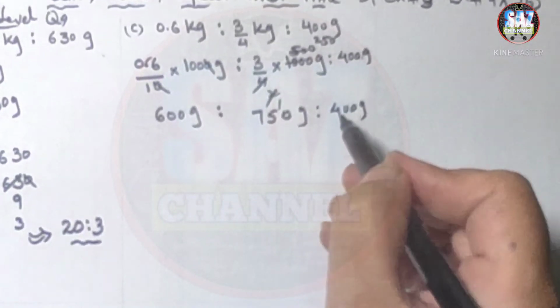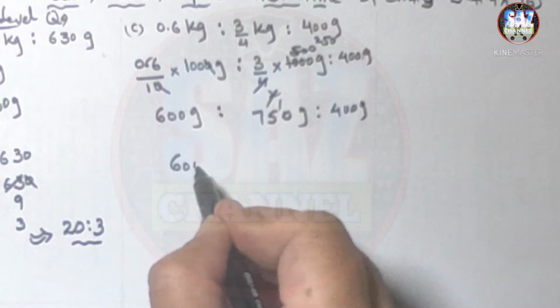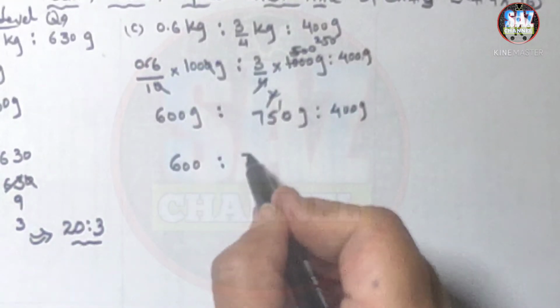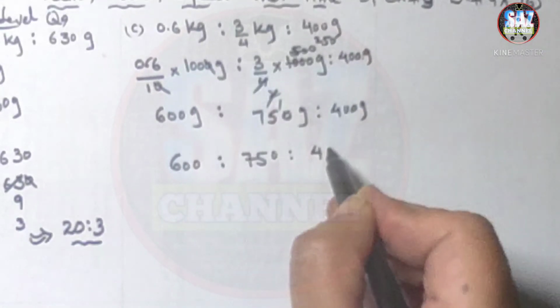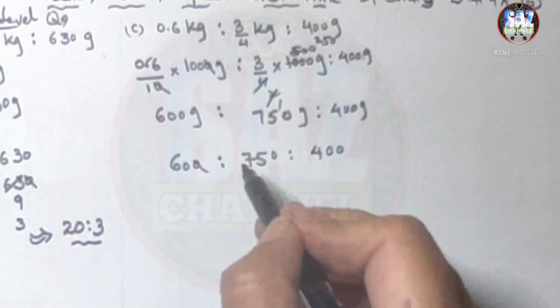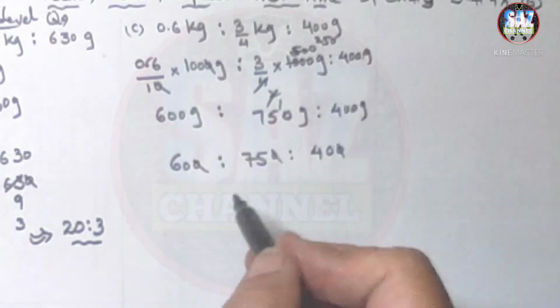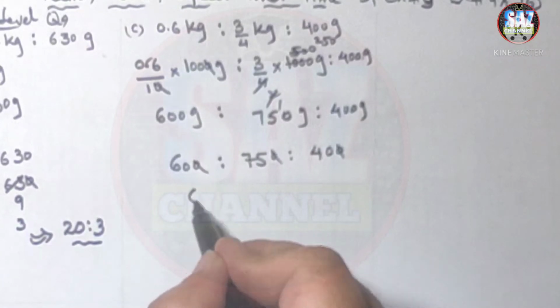Now all parts of the question are in the same unit, so we can easily go for the simplification. 600 ratio 750 ratio 400 grams. So what we can do is that 0 goes easily with 0 and we are left with 60 ratio 75 ratio 40.